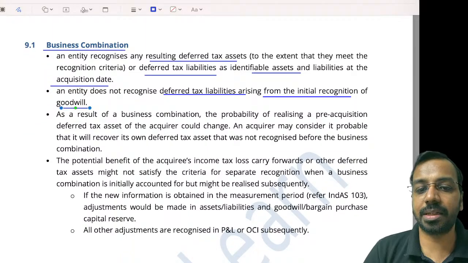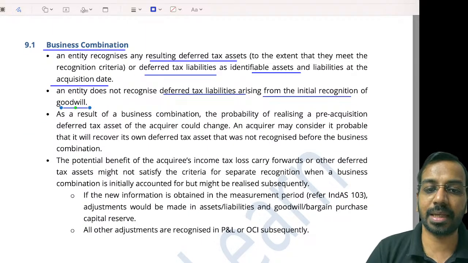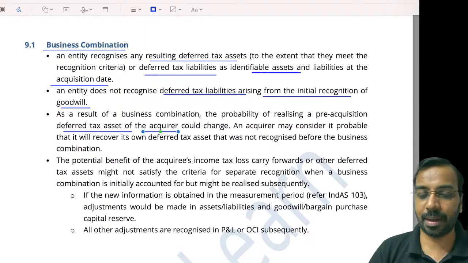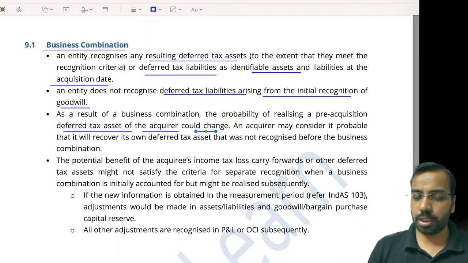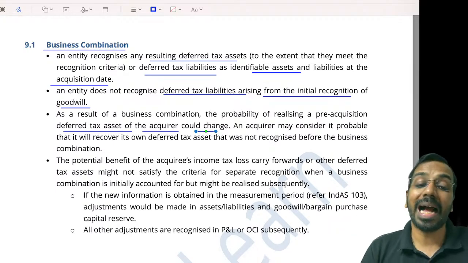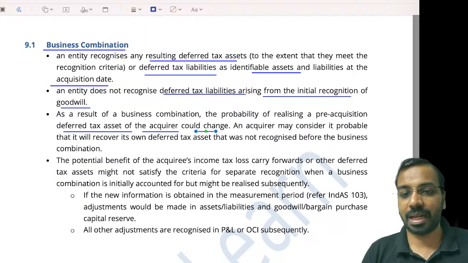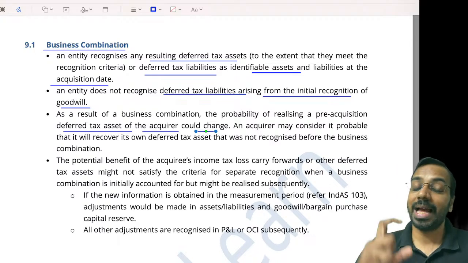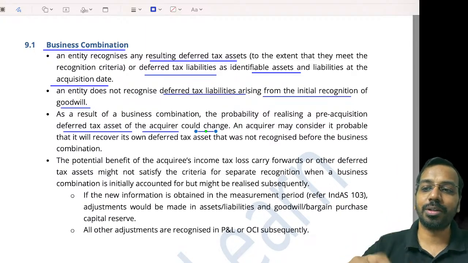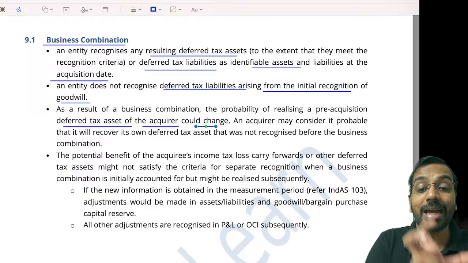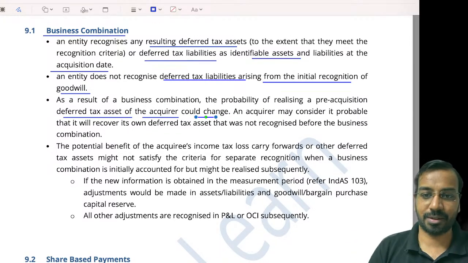Then, as a result of business combination, there may be some cases where deferred tax asset of the acquirer could change. For example, I have huge losses. In future also, I am expecting that there will be losses. So what did I do? I acquired a profit-making company. Now, after I acquired a profit-making company, I will be able to utilize my brought forward losses. So in that case, what will I do? I will recognize the deferred tax asset.